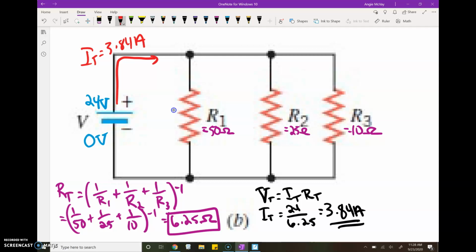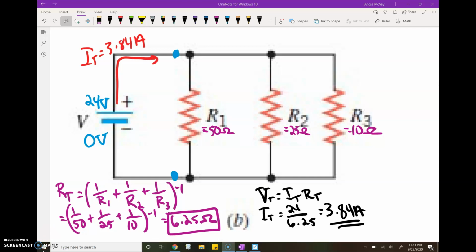All right. Now, when we're working with parallel circuits, it's oftentimes prudent to find the potential drop across each resistor first. And that's because, remember, the potential drop across each resistor in parallel is the same, right? Right here, we've got our high voltage of 24 volts. Right here, we've got our low voltage of 0 volts.